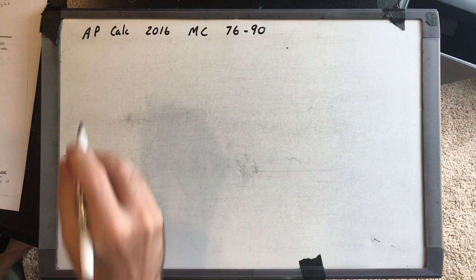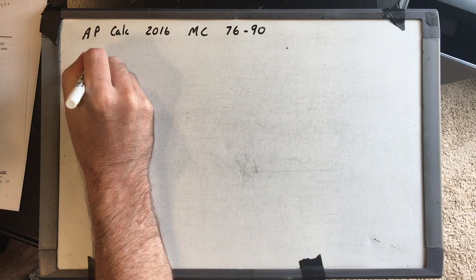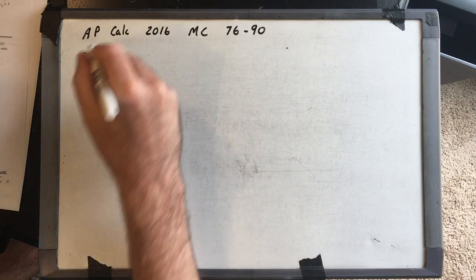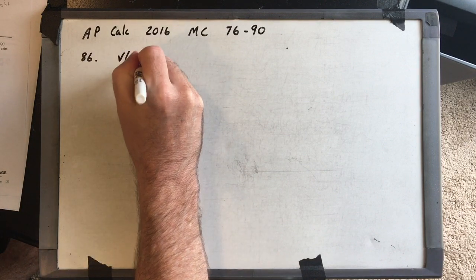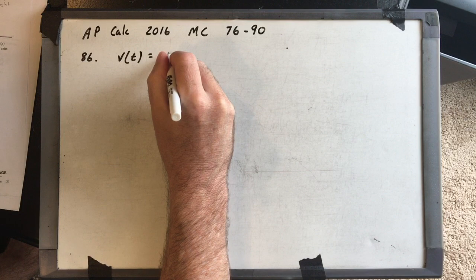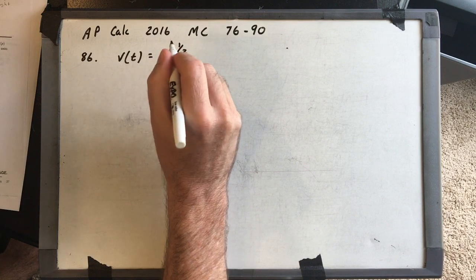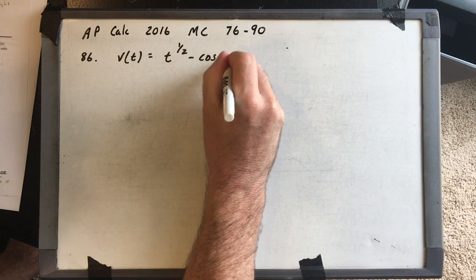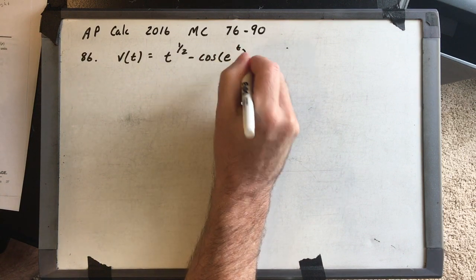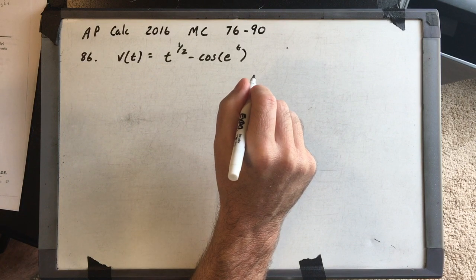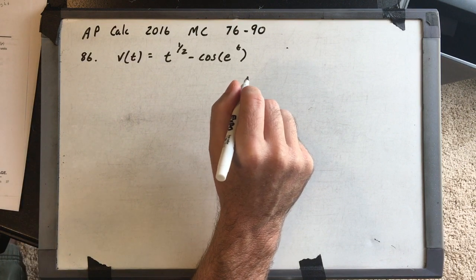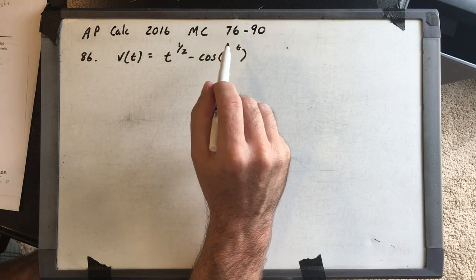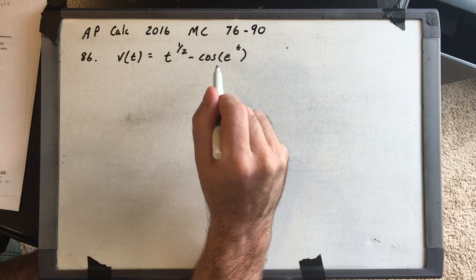All right, 86. It says the velocity of a particle moving along the x-axis, v of t, is equal to the square root of t. Let's write that as t to the 1/2 minus cosine e to the t. Which of the following statements is true? Describes the motion of a particle at t equals 1. Okay, so if you look through the answers, the particle moving to the left or the right.